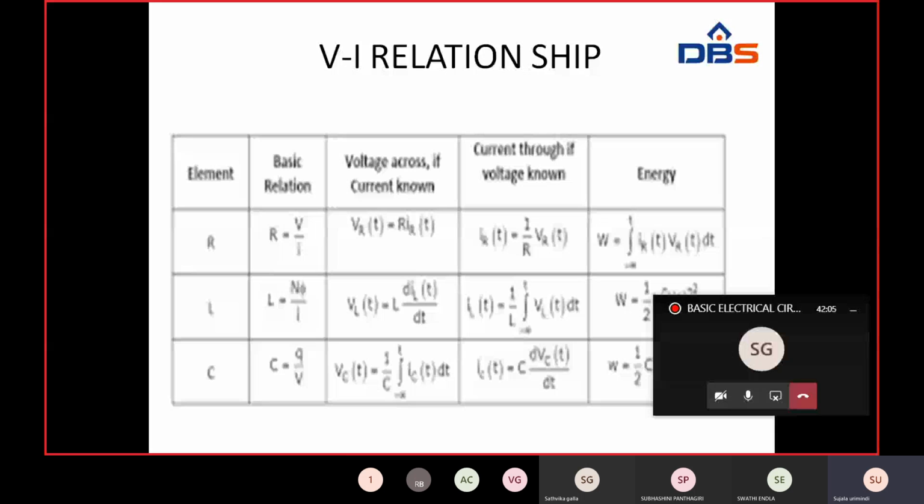So what is the current flowing to this resistor? I. And what is the resistance value of this resistor? R1. So we have to write down I into R1. Plus to minus, minus I into R1. Next one, plus to minus, same thing, minus I into R2. Next, plus to minus, drop of potential, minus V2.